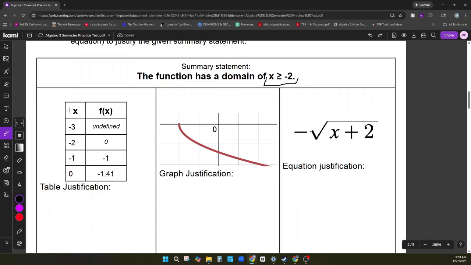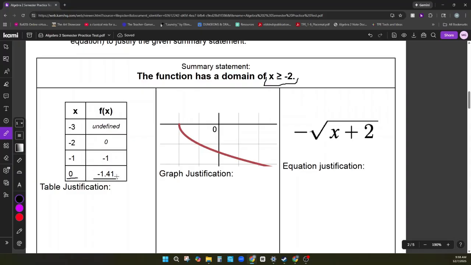So looking at our table, we have our x values out here. So let's go and take a look at what's happening with those. At -3, I get an undefined output. When x is -2, I get 0. When x is -1, I get -1.